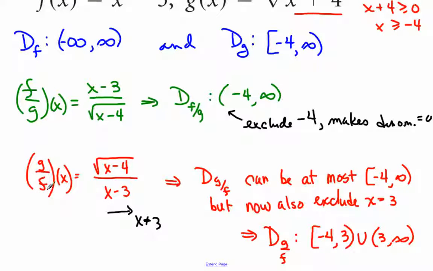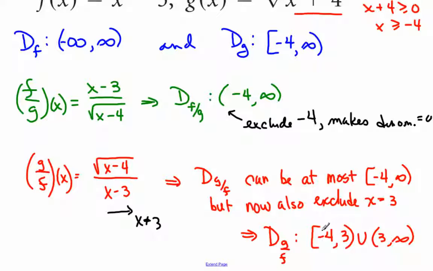If I have g over f, that's going to put the radical on the top divided by the x minus 3. Okay, well, because we're combining these two and it's going to have to work in both, we know at most we can have this negative 4 to infinity, right, with the negative 4 included. That's the most we can have in our combined domain. But this down here tells me, well, you know what? You can't let x be 3 either because that would give you a 0 denominator.